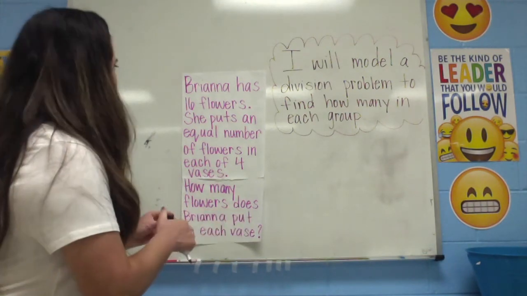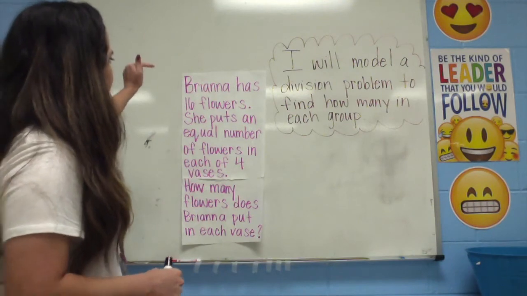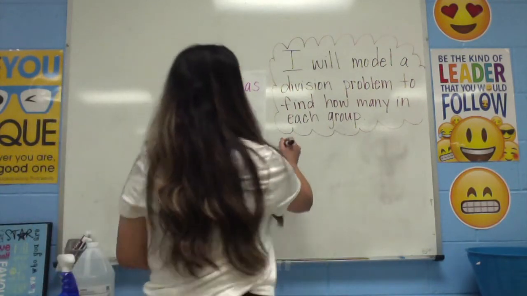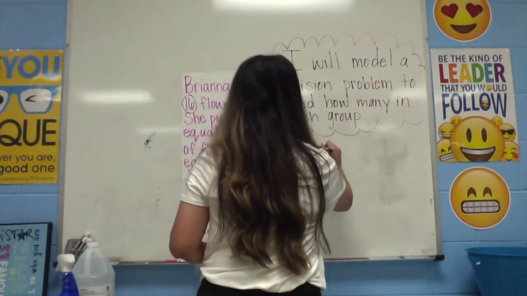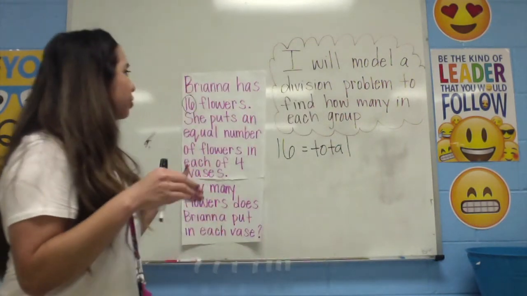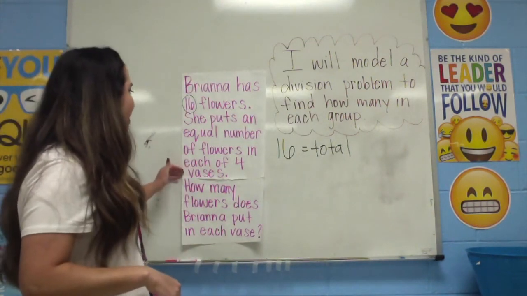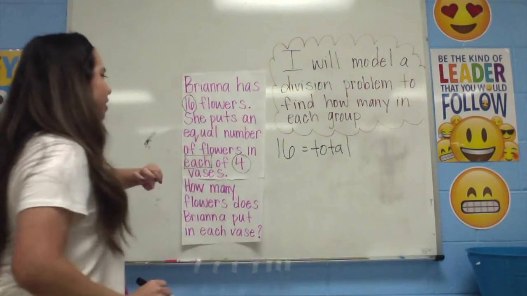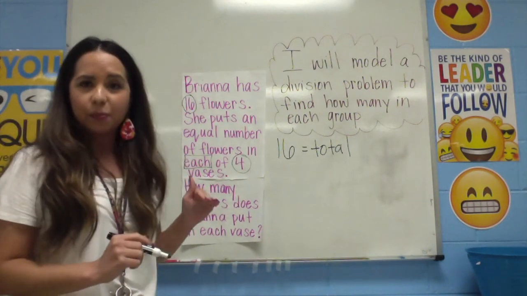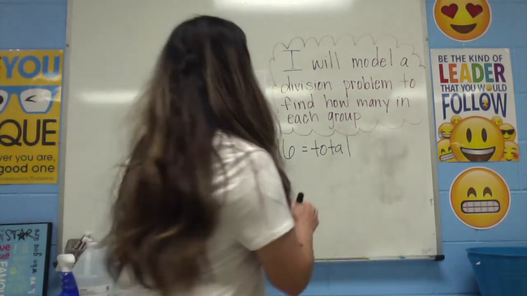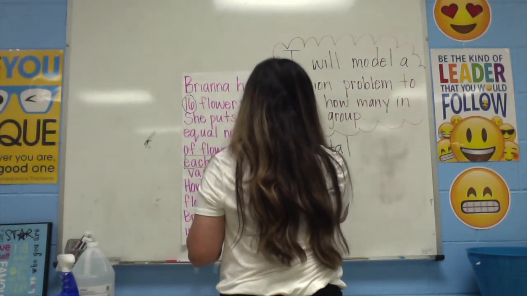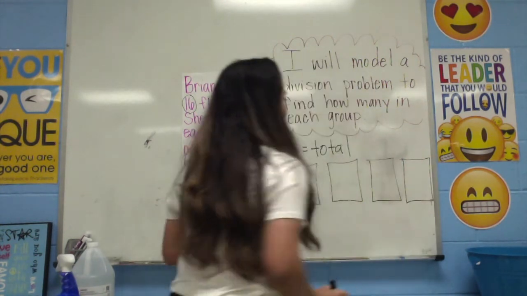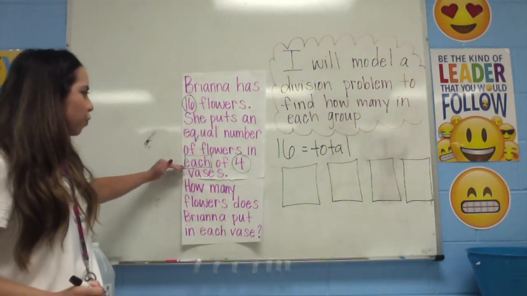All right, so let's see. Back to the beginning. Brianna has 16 flowers. That is our total number. I'm going to write 16 equals total. We know she puts an equal number of flowers in each of 4 vases, okay? So the 4 vases represent equal groups. Let me go ahead and draw that. 1, 2, 3, 4. These 4 groups represent 4 vases.